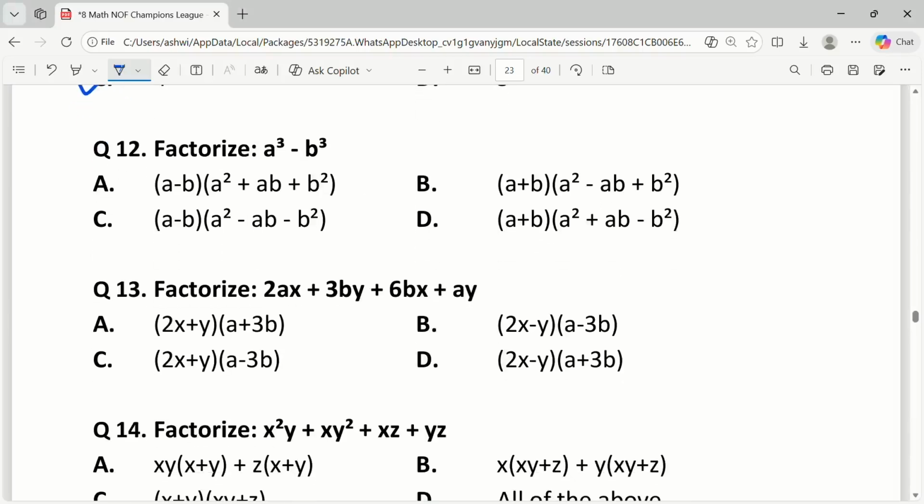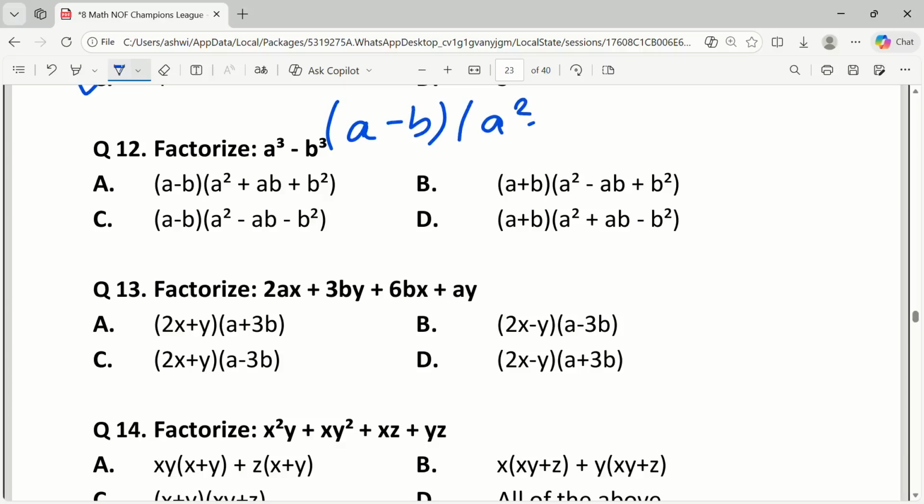Factorize a cube minus b cube. Expression is the difference of two cubes which has a standard factorization formula: a minus b, a square plus ab plus b square, which is option A.